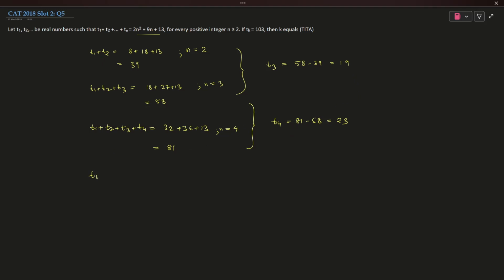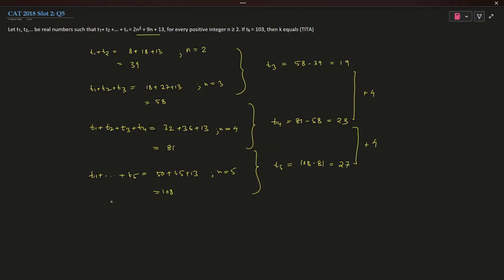Let's check once. T1 plus dot dot dot plus T5, n is equal to 5. 5 squared is 25, 25 into 2 is 50, 45 plus 13, so 108. From these two, I will get T5. What is T5, guys? 108 minus 81, so 27. So you can see the terms are increasing by a difference of 4, right? This is a difference of 4.